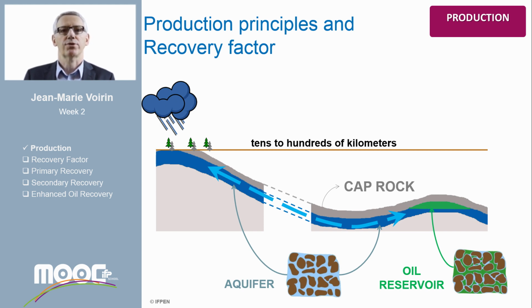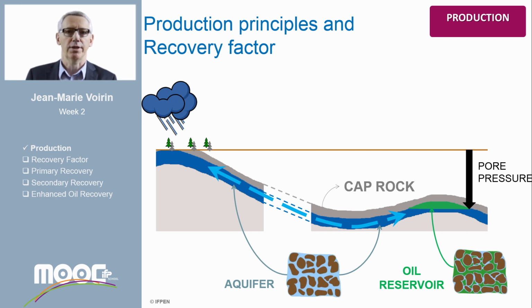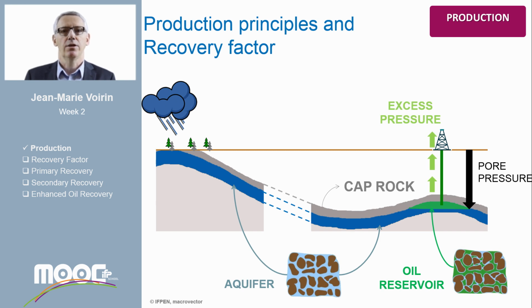Due to this link to the surface, the pore pressure in a reservoir is usually close to hydrostatic, meaning that it is equivalent to the pressure of a column of water extended from the surface to the reservoir depth. Oil is lighter than water. When a well is drilled to the oil reservoir, the pressure of the oil column is less than the reservoir pore pressure. This excess pressure at the wellhead allows the oil to flow naturally.